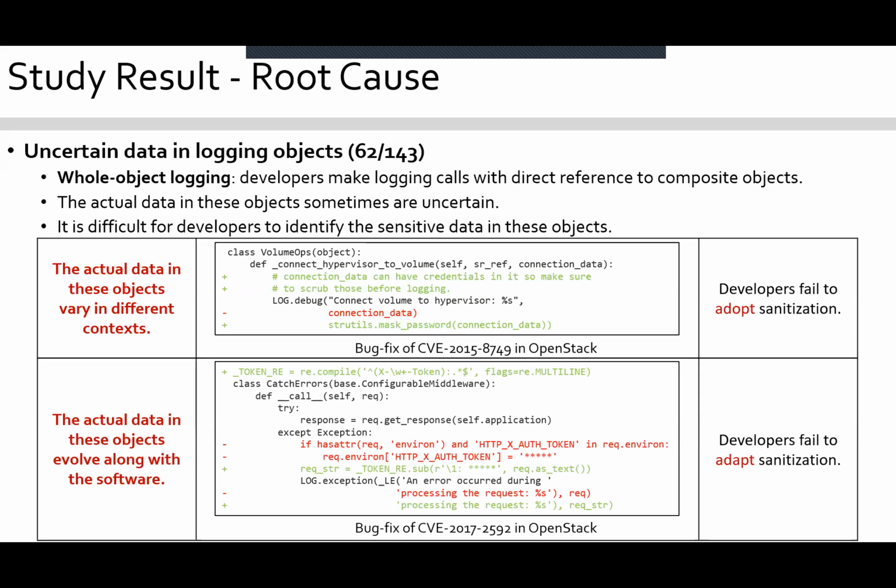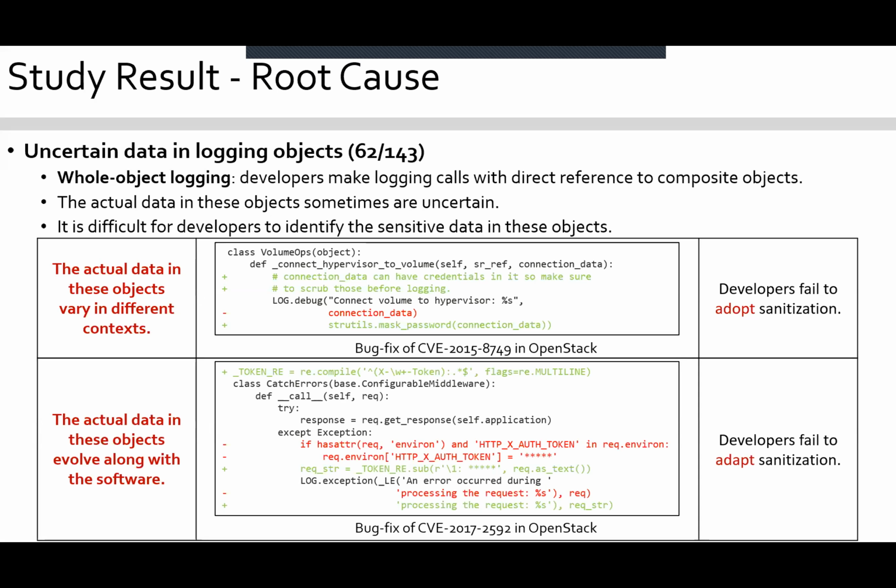Here is an example in OpenStack. The developers have identified the sensitive data in the HTTP request, and they remove the sensitive data by sanitization. However, there are more types of sensitive data introduced during the software evolution, and they fail to adapt sanitization.